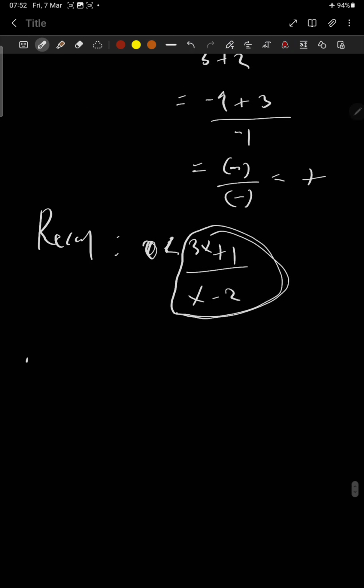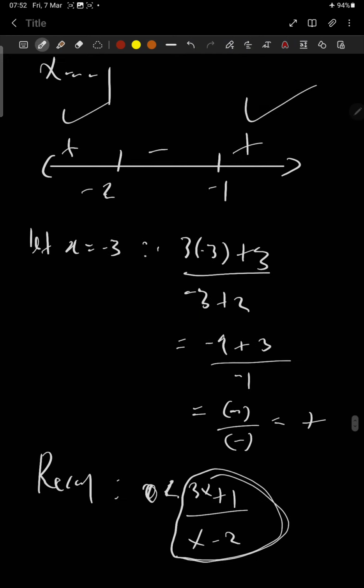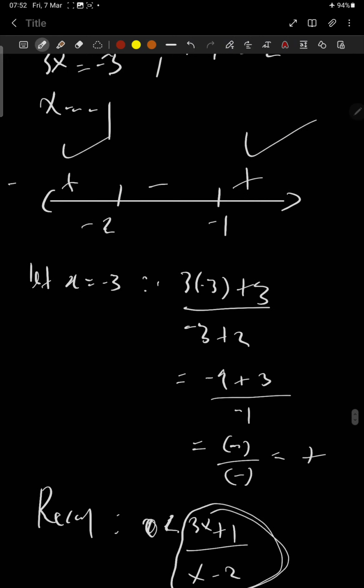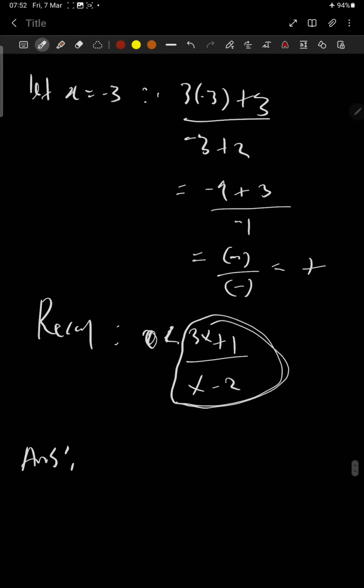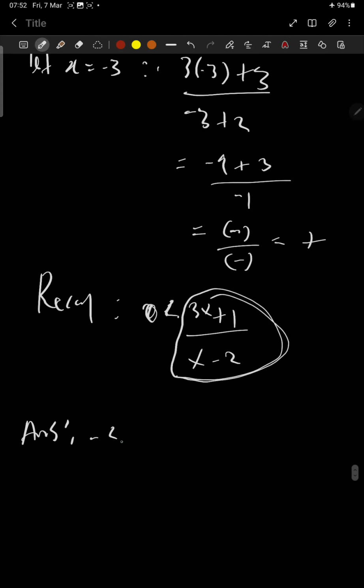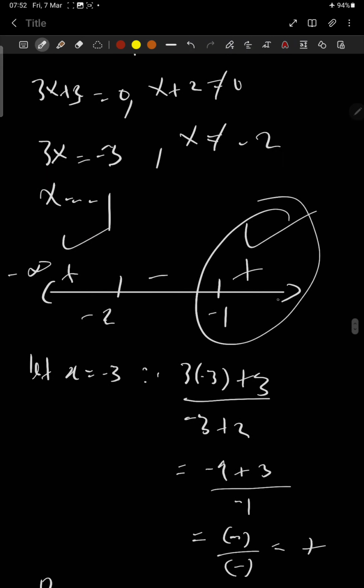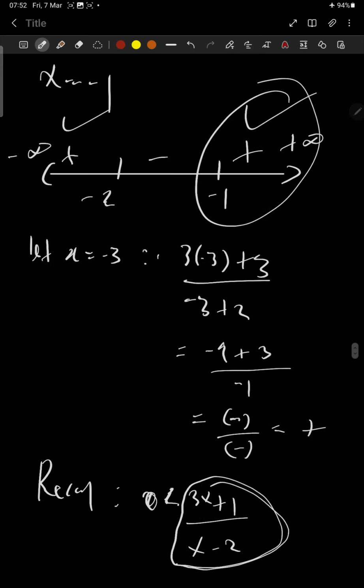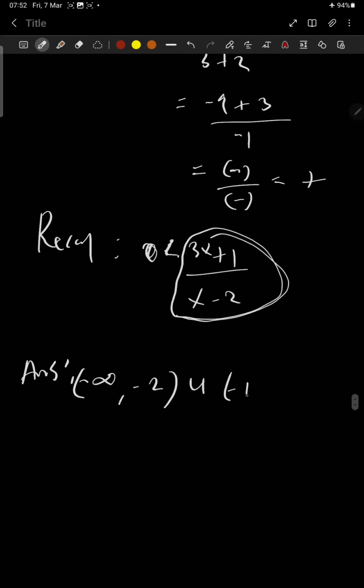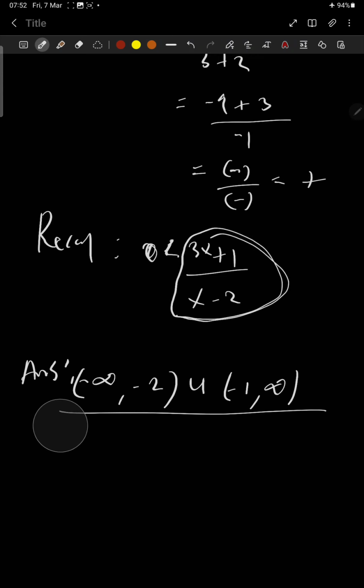Okay? So my answer will be, from the third region, my answer is coming from negative infinity to negative 2, union, from negative 1 to positive infinity. That's the answer for that part. Now, you don't have to underline because it's the final answer.